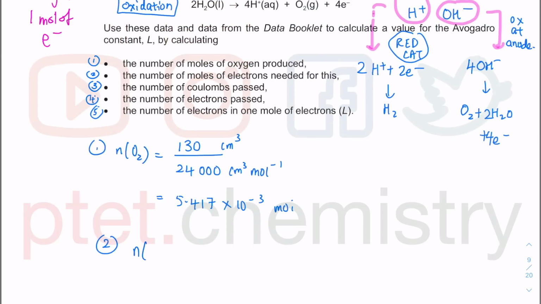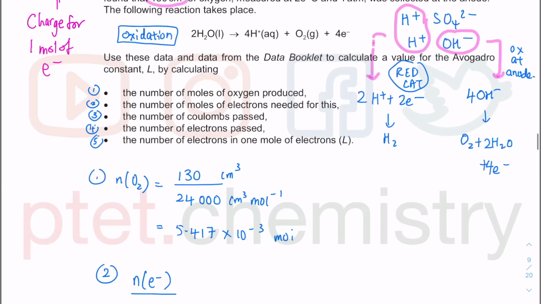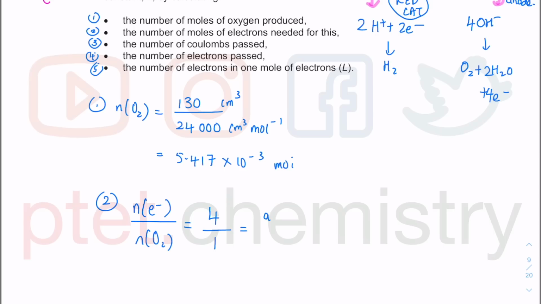Now, what is the number of mole of electrons? Well, from the equation, 4 mole of electrons are produced along with 1 mole of oxygen. So I will relate the mole of electrons to the oxygen. 4 mole of electrons is to 1 mole of oxygen. So what is my actual mole of electrons? It is to the 5.417 times 10 to the minus 3 mole of oxygen. Students who are used to my channel know that this is the usual method I like to use when I talk about my mole ratio.